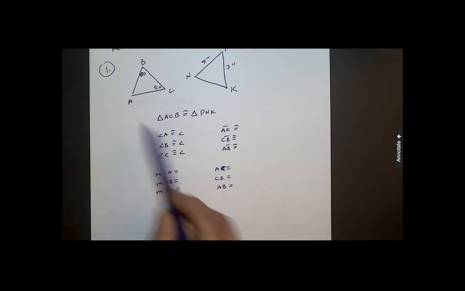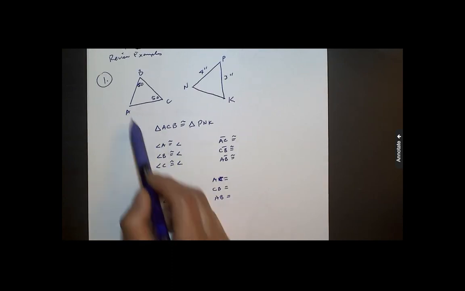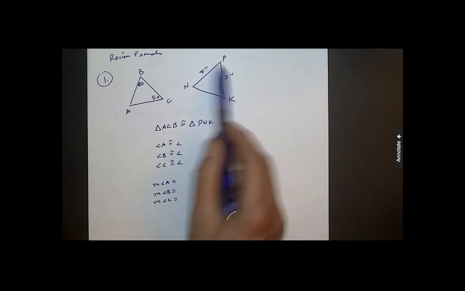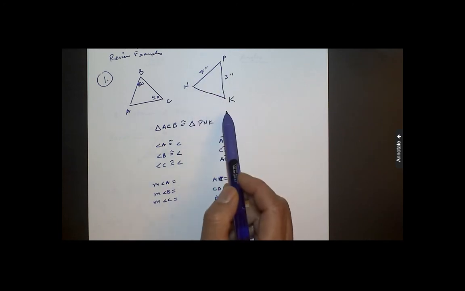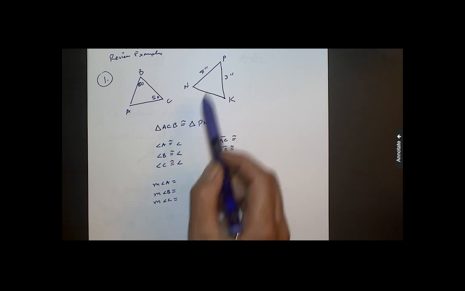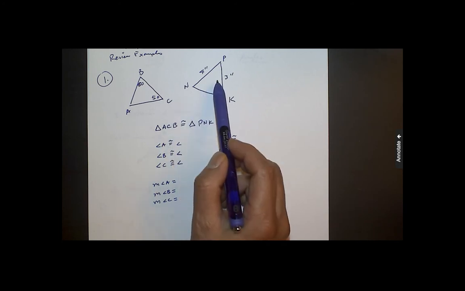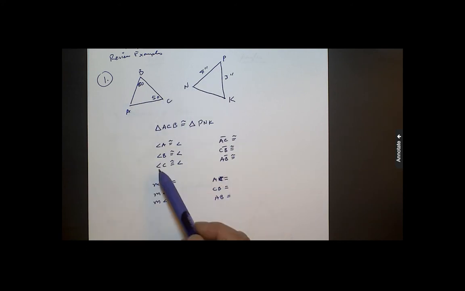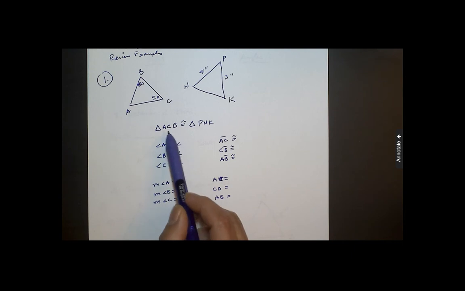If you look at triangle ACB, it's right here. Triangle PNK is not oriented the same way as triangle ACB. Those of you that are strong visual learners can see that all you have to do is rotate this triangle enough times so that it sits in the same orientation. But most of us are not able to do that, so we look at the statement and match up the letters.